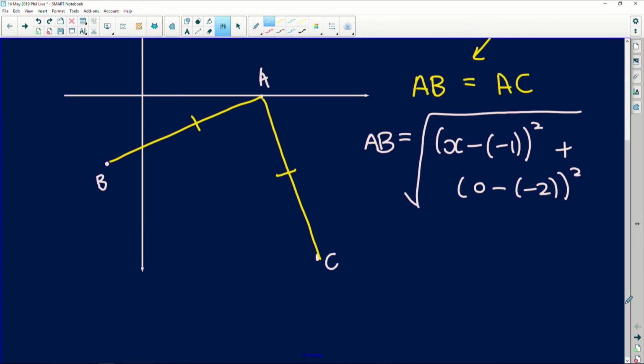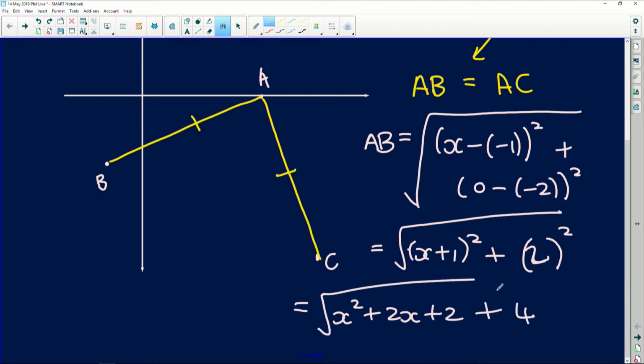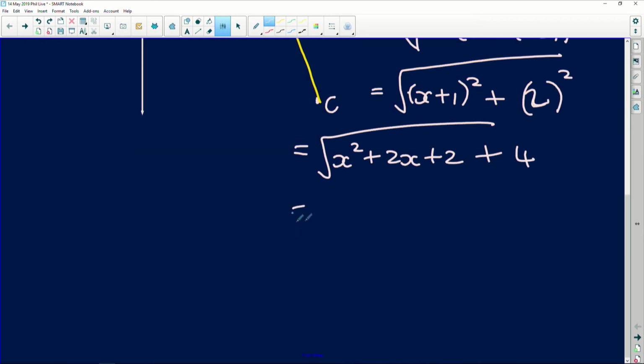Okay, so let's keep going with this. That means that AB is equal to the square root of (x plus 1) all squared, plus (negative 2 minus 0, which is just 2) squared. So let's distribute out these brackets. We get x squared plus 2x plus 1, and that 2 squared just becomes 4.